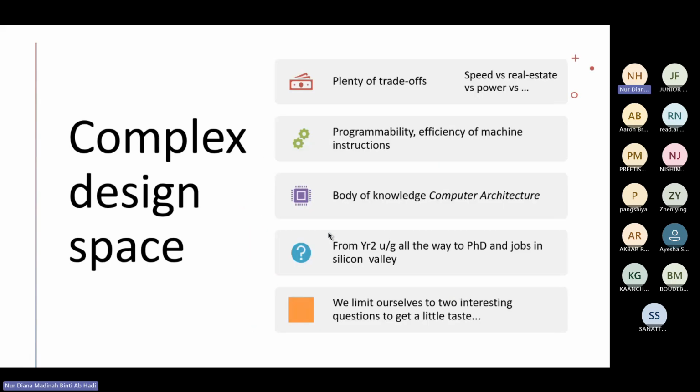Okay, so next, this is the complex design space where you're going to have plenty of trade-offs: speed versus real estate, and then cost versus power. And then programmability, the efficiency of your machine instructions. The body of knowledge of computer architecture, from year two all the way to PhD jobs in Silicon Valley, we limit ourselves to two interesting questions to get a little taste.